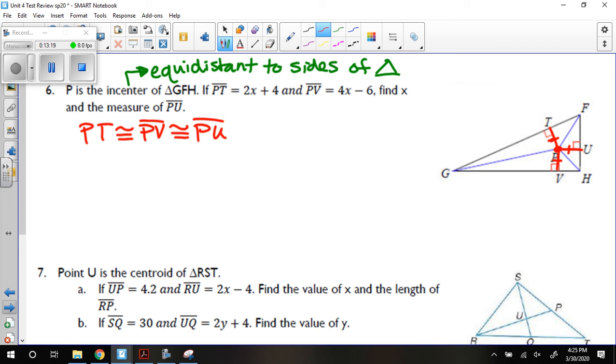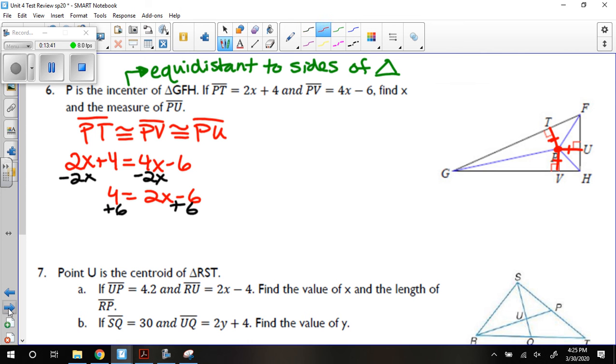Okay, so for our equation, we're told PT and PV, so we can set those equal to each other. 2x plus 4 equals 4x minus 6. We can minus the 2x. 4 equals 2x minus 6. Add 6. We have 10 equals 2x, and divide by 2. So 5 is what x equals.